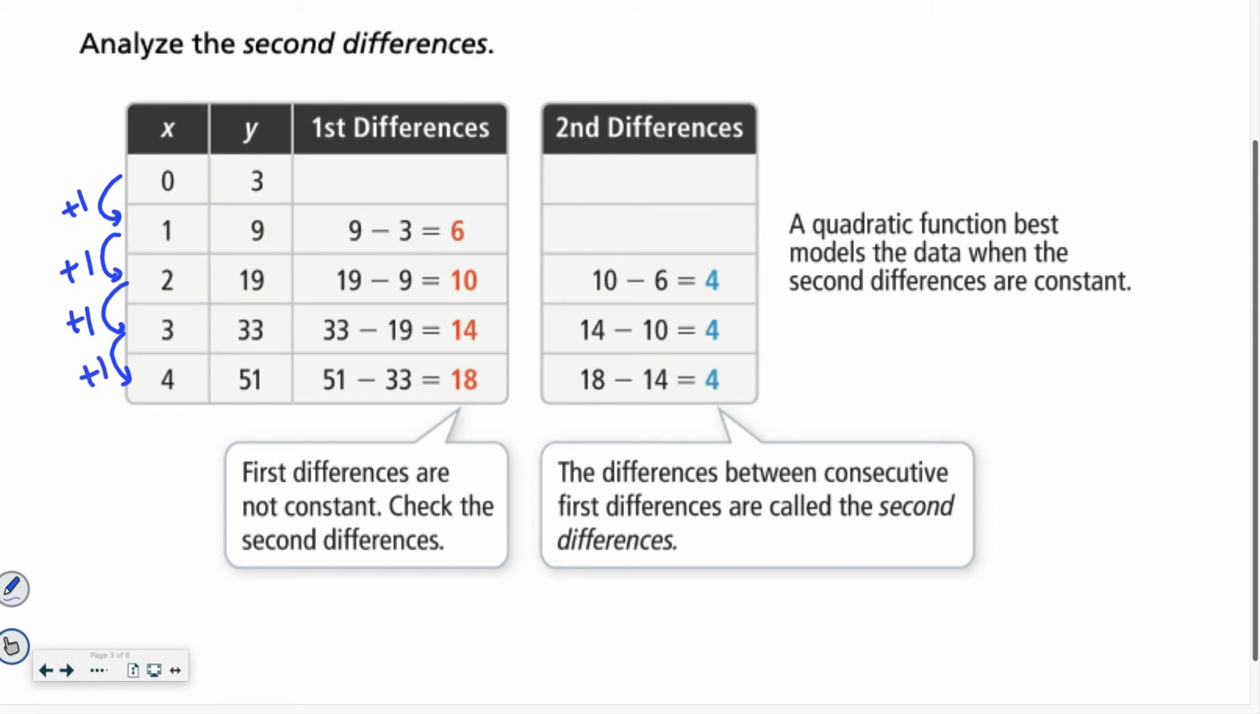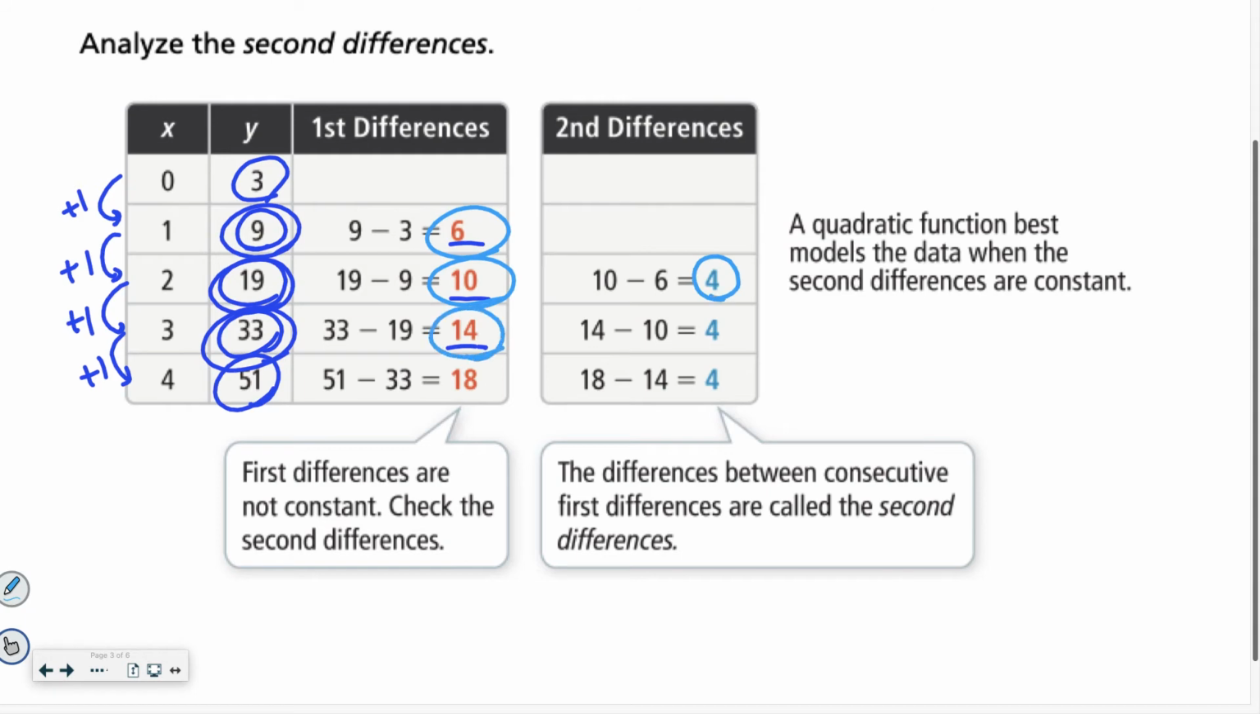Then my y's, I do 9 minus 3, that gives me 6. I do 19 minus 9, that gives me 10. Do 33 minus 19, that gives me 14. And I do 51 minus 33, that gives me 18. Okay, so that's how I got these red numbers here. Now, what I'm going to do is I'm going to say 10 minus 6 is 4. 14 minus 10 is 4, and 18 minus 14 is 4. Since all of these second differences match, you know that this can be modeled by a quadratic function.